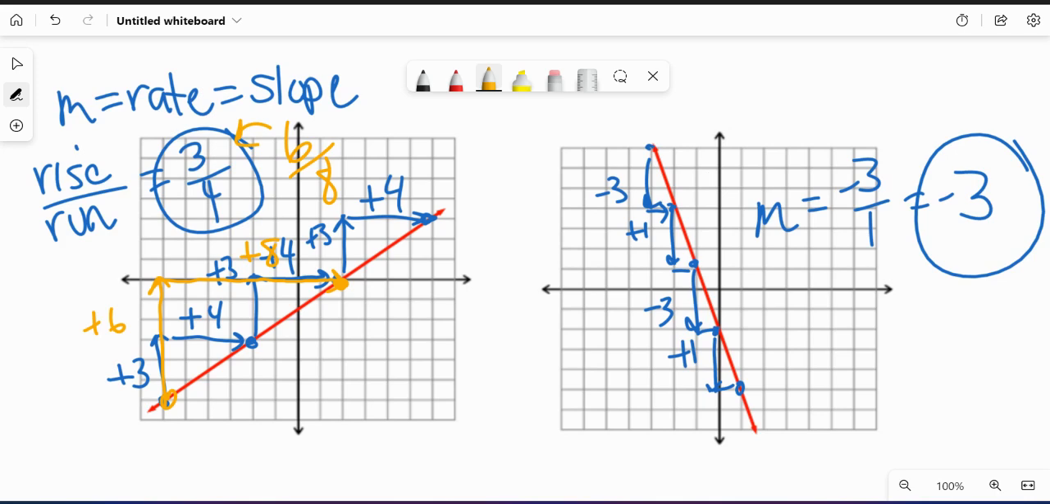Same thing with this one. I could have gone down 6, right 2, right? Down 6, right 2 also simplifies to -3. So it doesn't always have to be points that are right next to each other, but you just have to make sure you simplify at the end. All right, let's take a look at a couple more graphs.